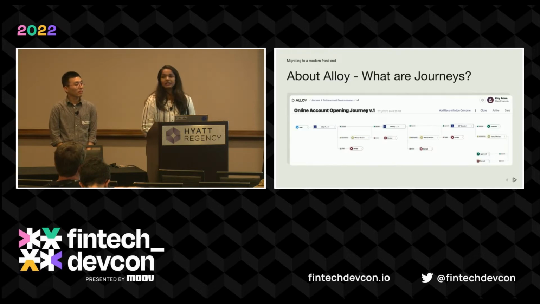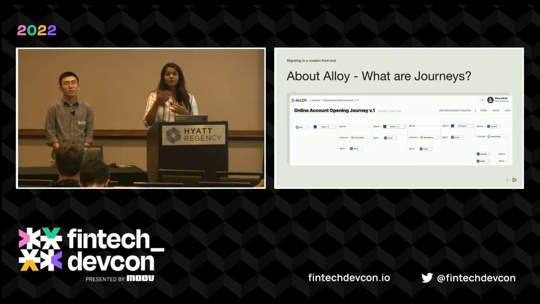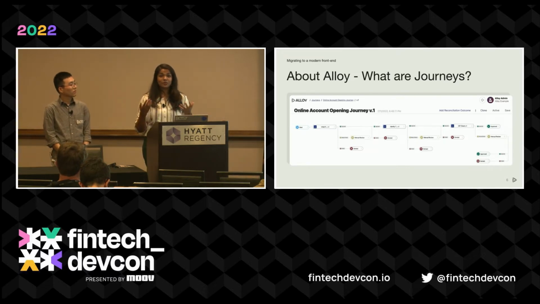So a little bit about Alloy. We are an identity decisioning platform that caters to use cases across origination, so that could be KYC, document verification, and ongoing monitoring as you onboard new customers. So this is spend monitoring, unusual behavior activity, and then moving towards other use cases like credit underwriting.